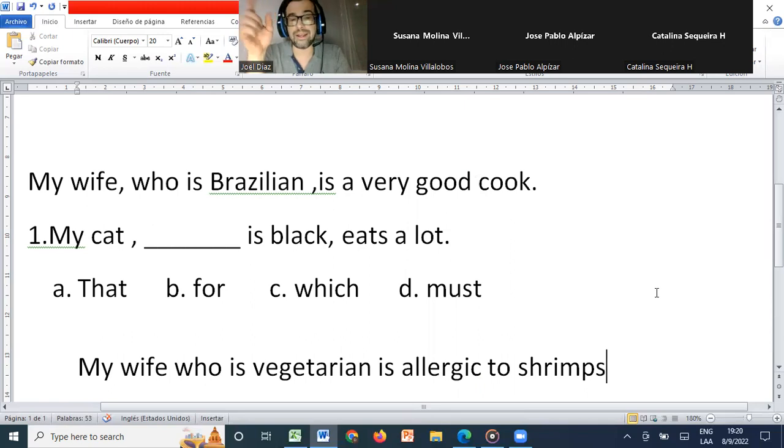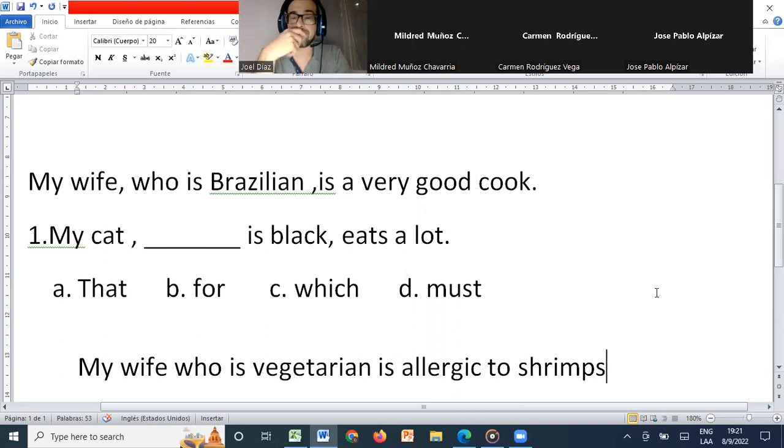So in this case, do we see commas here? We don't see any commas, right? So that means, what is this clause? Essential, defining, right? Defining, okay? So that means that if it is a thing, well, in this case we're talking about a person, but if it is a thing, we can definitely use both. We can use that, or we can use which.